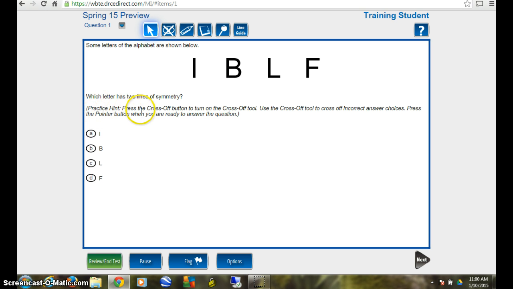And it says practice item. Press the cross off button to turn on the cross off button tool. Use the cross off button tool to cross off incorrect answer choices. So if we try this, let's see if it works. It doesn't appear to be working for me. So we'll turn that back off, but we believe this one is the correct answer. So we're going to go down here and click. When we move the pointer down here, it turns into a pencil. Click A, and then we're going to click next.